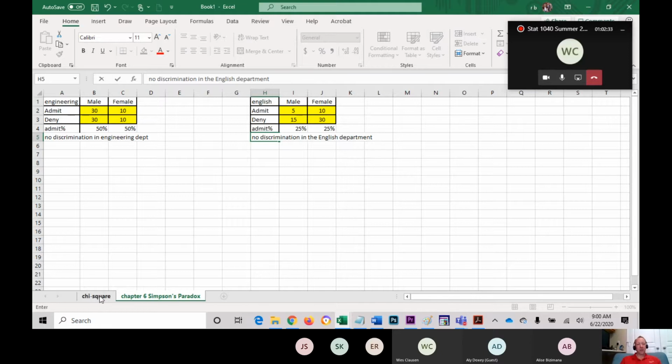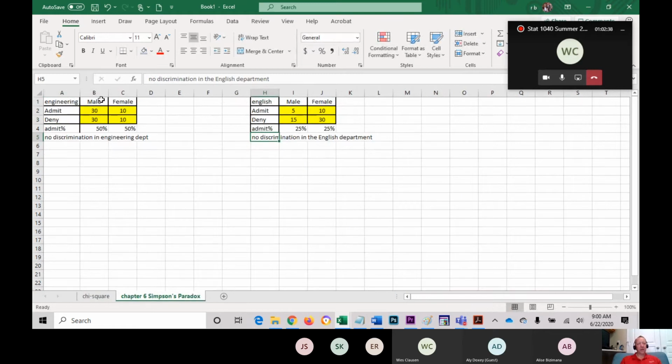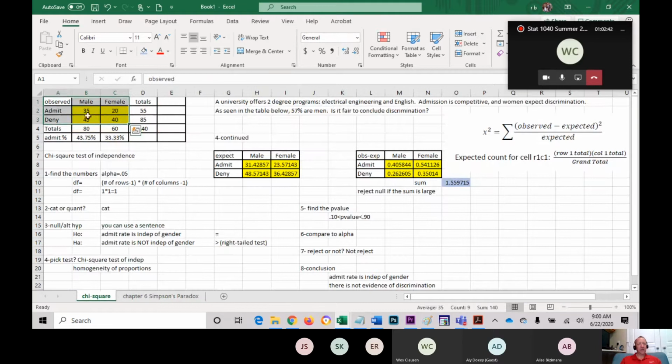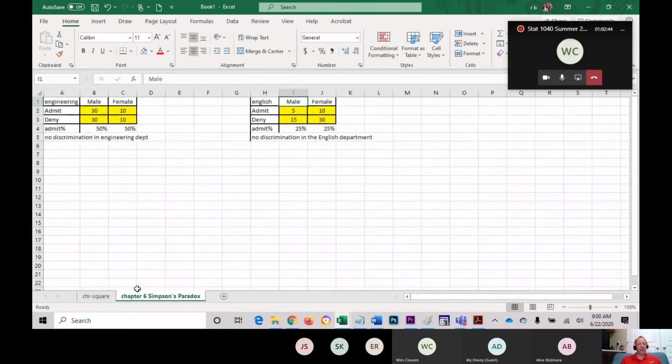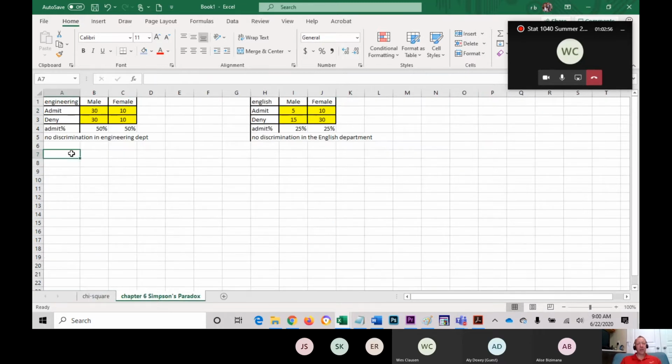Now, if you add these up and you put them back into the total tables, in fact, I think I did this right. So 30 plus 5 is 35, and 10 plus 10 is 20. Okay, so these numbers match. So the problem is, this is a case of what we call Simpson's Paradox.